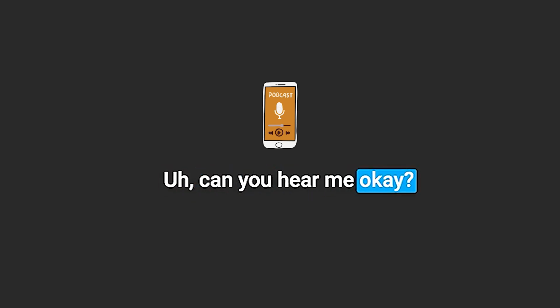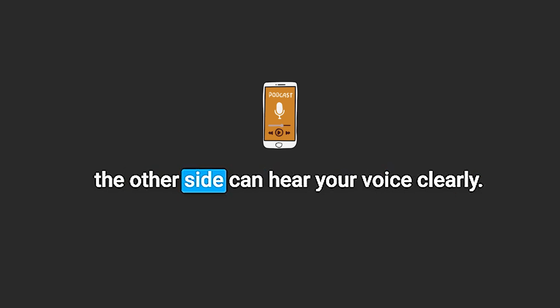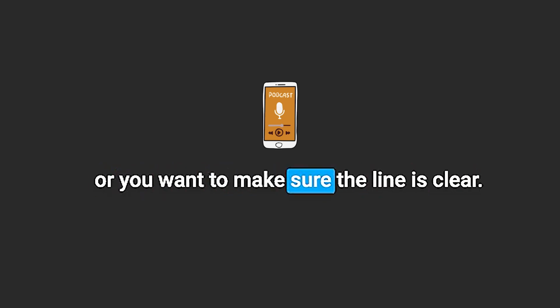Here is the next sentence. Can you hear me okay? This means you're asking if the person on the other side can hear your voice clearly. We use this when a call has poor sound or you want to make sure the line is clear.